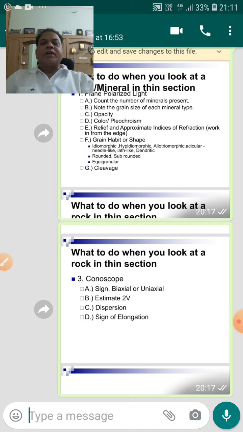After that, take a traverse of the slide through and through under the microscope. Don't restrict yourself to a certain area or a certain point. Then you will have a broad estimate of whether the felsic or mafic minerals are dominating, and what minerals are there.